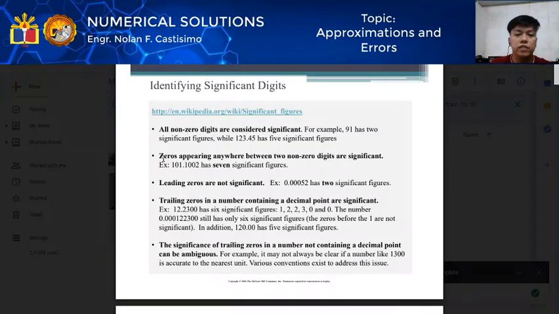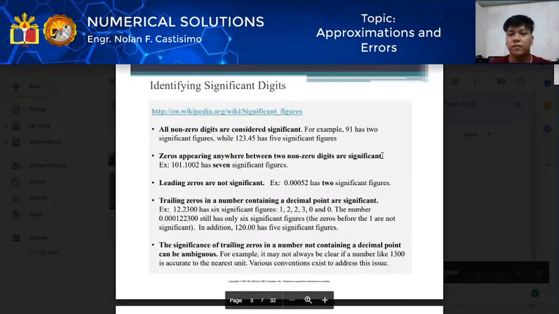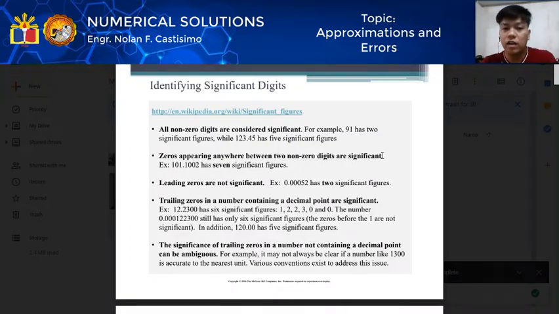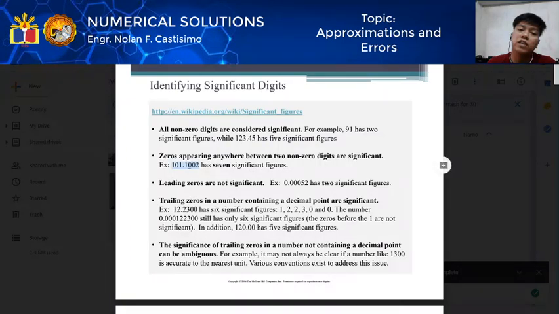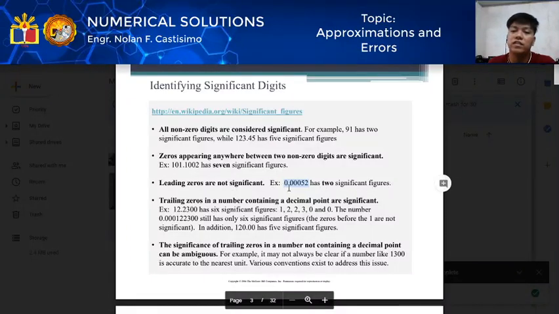Here, zeros appearing anywhere between two non-zero digits are significant. So all zeros that appear between two non-zeros, like this 101.1002, are counted. So the 0 there is counted, and we have 7 significant figures. Next, leading zeros are not significant figures, like in our first example. The zeros at the start, like this, are not considered. That's why we only have 2 significant figures in this example.